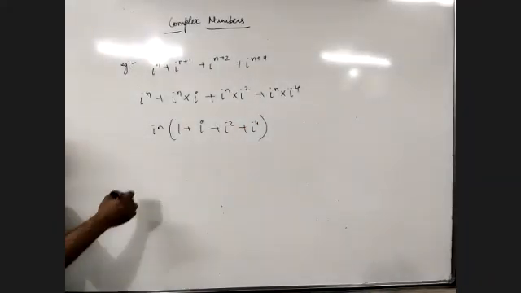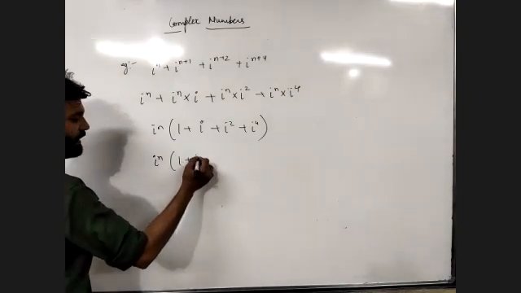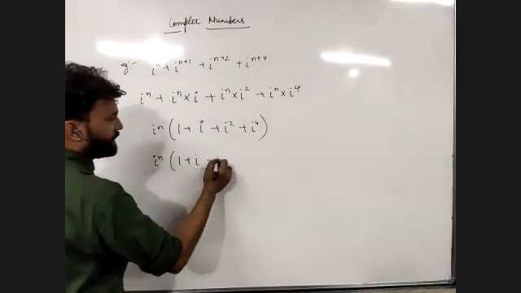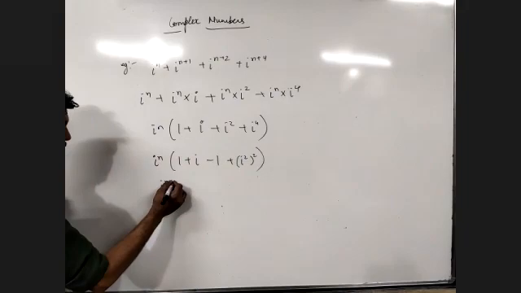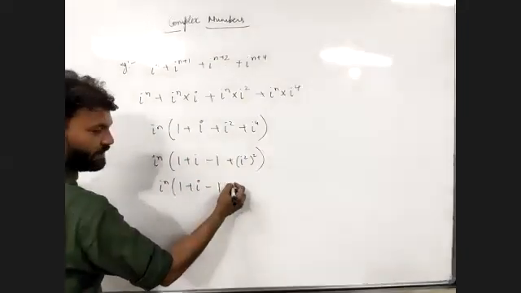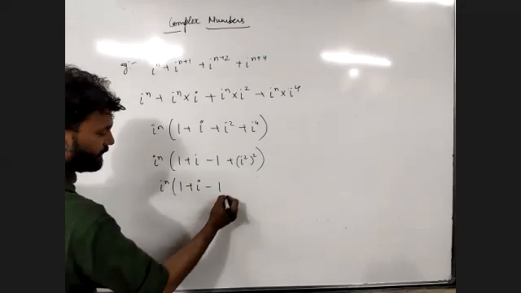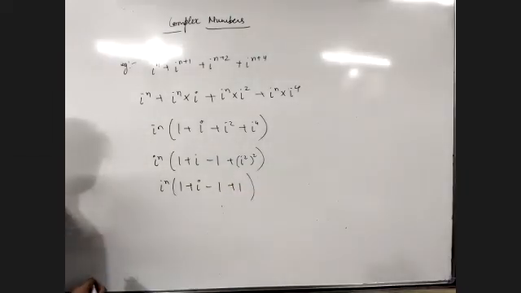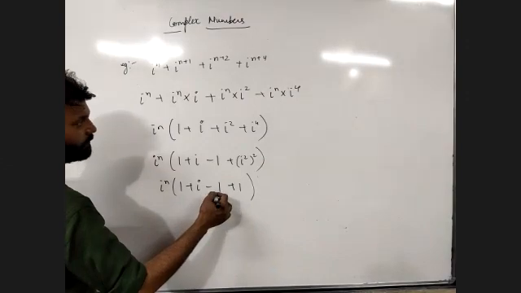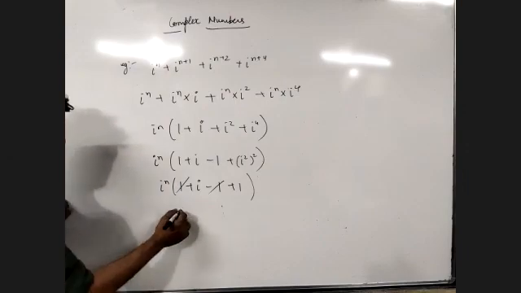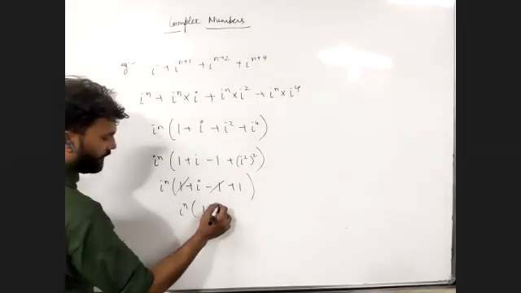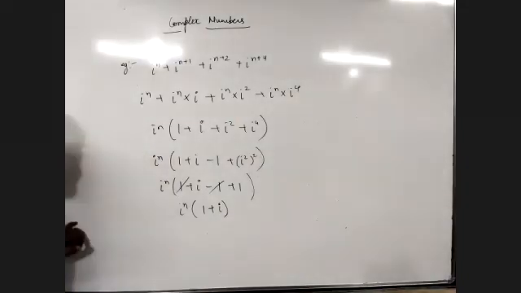Clear? Now I to the power n as it is, I as it is, in place of I square, minus 1. In place of I to the power 4, I square to the power 2. So I to the power n as it is, plus I minus 1 plus 1. So minus 1 plus 1 cancelled. It is I to the power n into 1 plus I. That's the answer. जहां तक उसको सिंप्लीफाई कर सकते हैं। Am I clear with it?